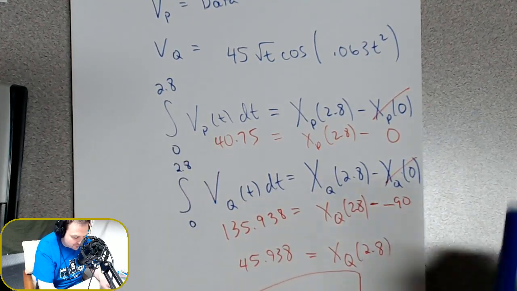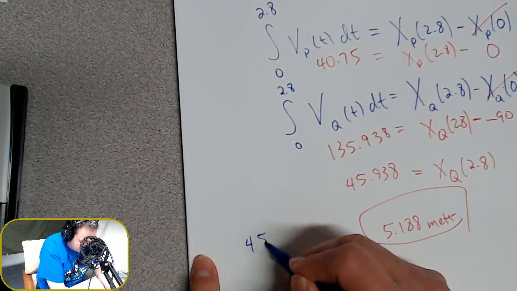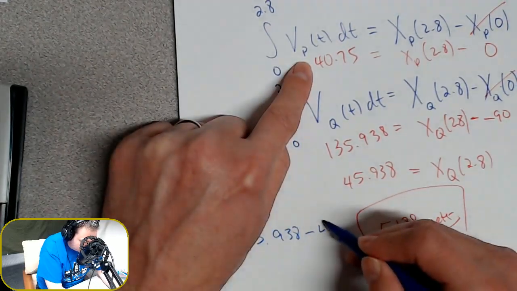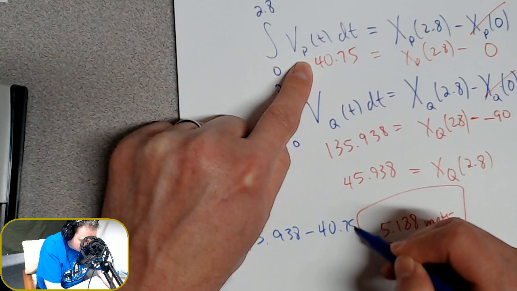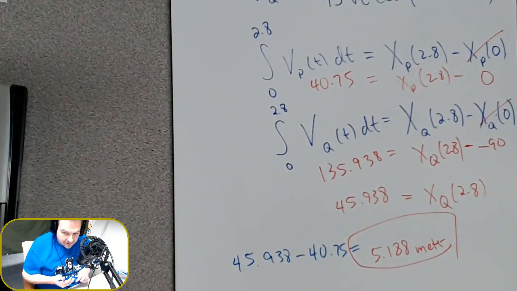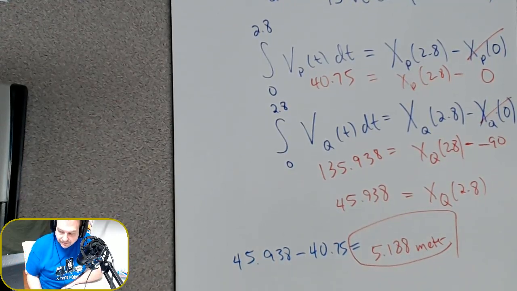So the position of Q is 45.938, minus the position of P, which is 40.75. So how far are they apart? Let's subtract them to tell how far these are apart. That's that last part right there.